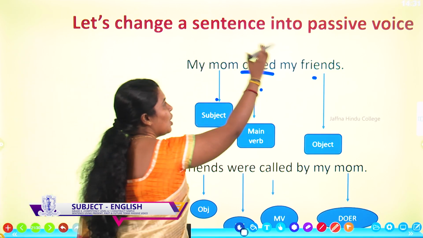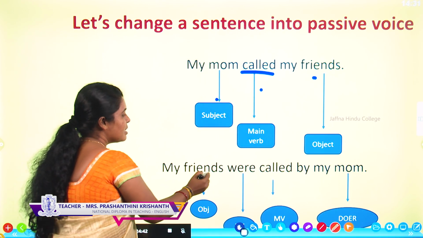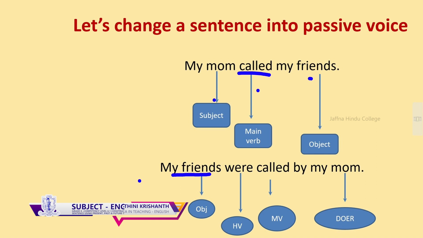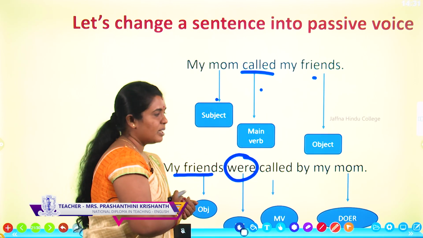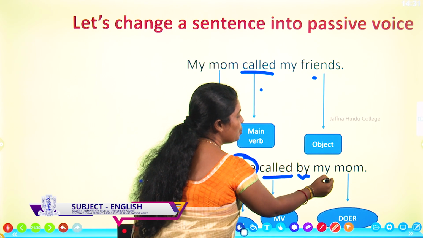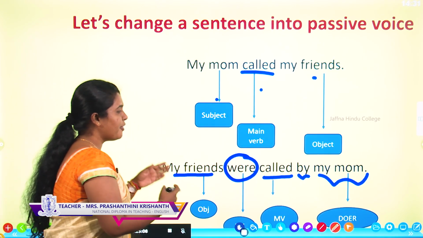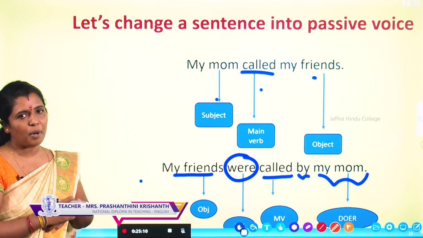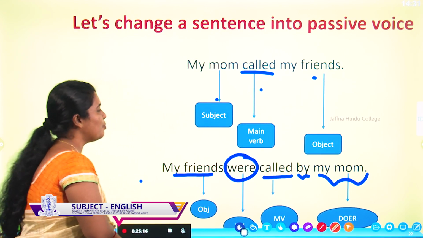You have to take the object directly at the beginning. So my friends. Is it plural or singular? Plural. So was or were, right? Were is the correct helping verb. My friends were. What is the past participle? Called, by subject. Who is the doer? My mom. Who called my friends? My mom. So my friends were called by my mom. So this is an easy method to change the sentences into passive voice.